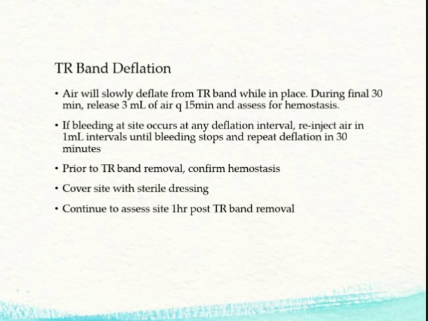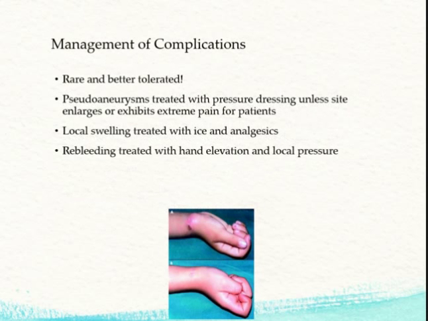Prior to your TR band removal, make sure you have hemostasis. Cover the site again with a sterile dressing. Make sure you're assessing the site 1 hour post TR band removal. Complications with a TR band are rare, and they are better tolerated. They can have pseudoaneurysms, just like they can with the femoral site. Pressure dressing will help. You applying pressure will help.